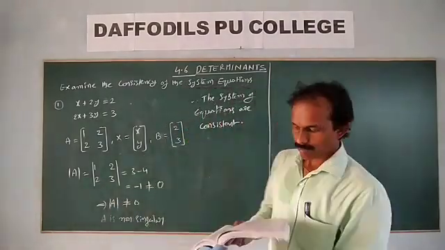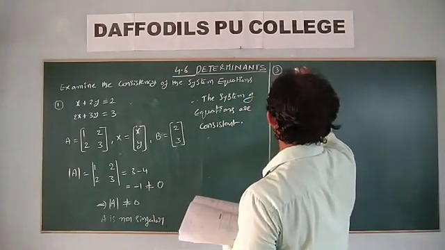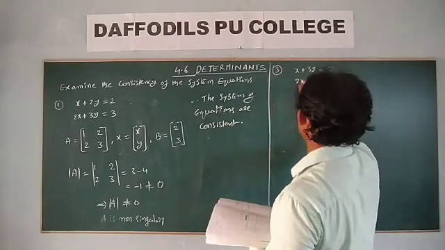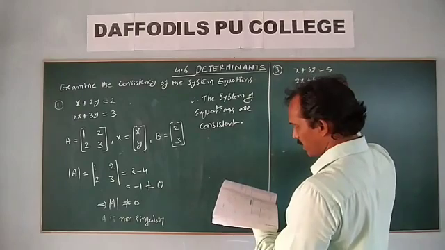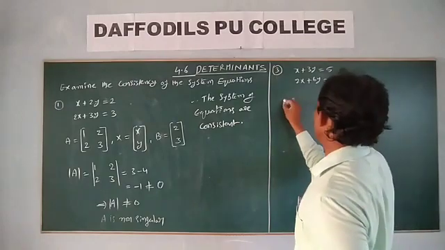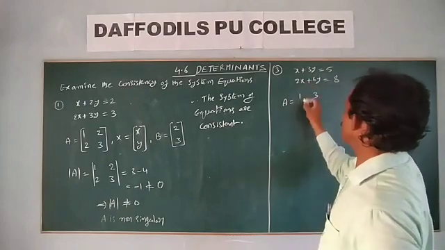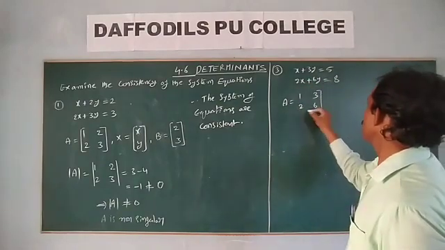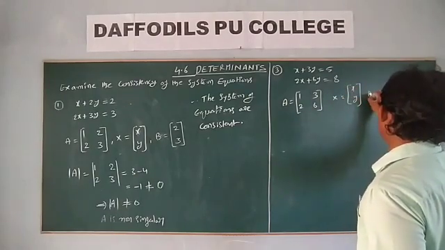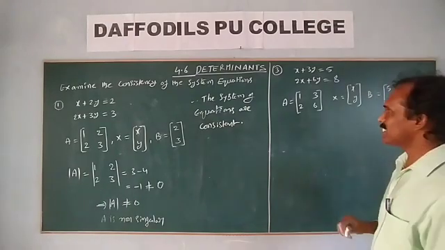Next, third question. x plus 3y is equal to 5, 2x plus 6y is equal to 8. What is the A matrix? The coefficient matrix is 1, 3, 2, 6. Variable matrix x, y. Constant matrix 5, 8.